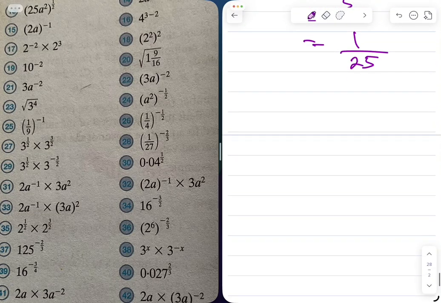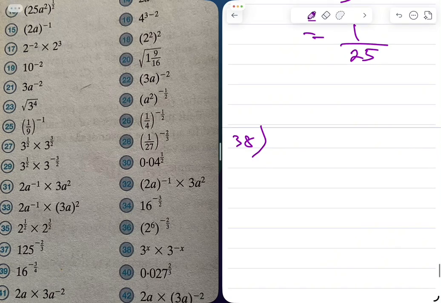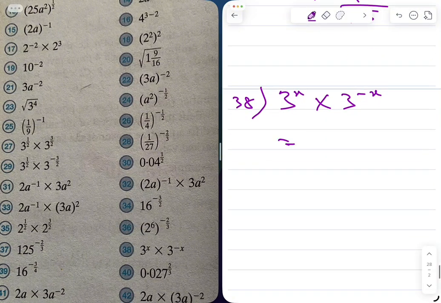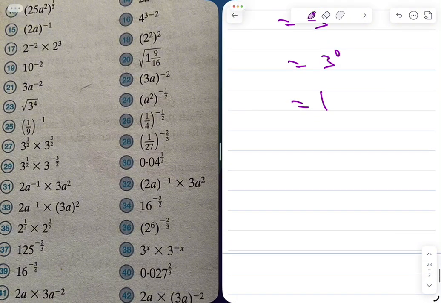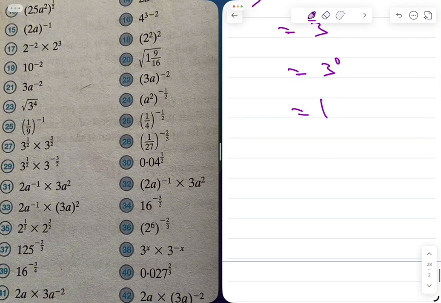Now to number 38, very quickly. What's the question? 3 raised to the power x times 3 raised to the power minus x. That's equal to 3 raised to the power x plus minus x, which simply means x minus x, which is equal to 3 raised to the power 0, and that's 1.